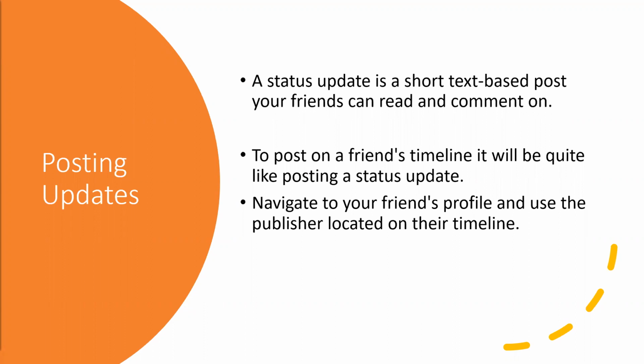Now, to post on a friend's profile or timeline, it's pretty much exactly the same as posting a status update. You just go to your friend's profile and use the publisher located on their timeline to post on their profile. And it's important to note that you can change the privacy settings of these updates. We'll talk about that a little bit more later on in the presentation, but they're kind of meant to be more public. They're meant to be more viewable by your friends and your friends' friends, as opposed to some of these other forms of communication.